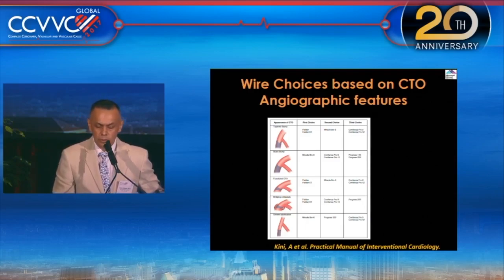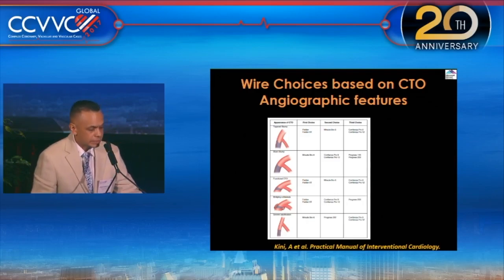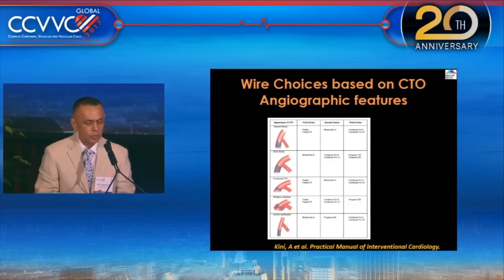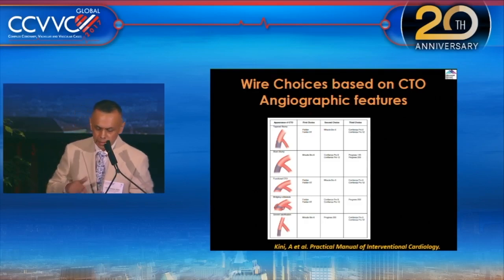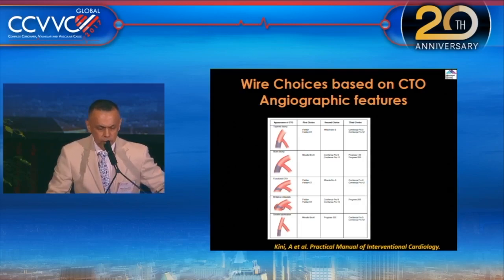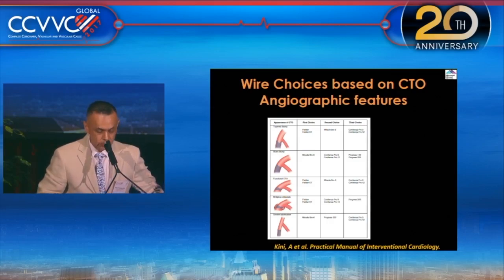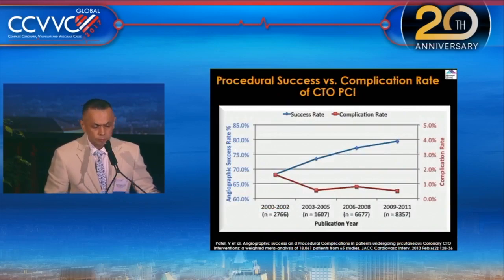The higher the number, the stiffer the wires. And how they measure the stiffness of the wire is, for example, a Confianza Pro 12 takes 12 grams of pressure to bend the tip. And that's how the stiffness of the wire is measured. So we go from 1 gram, like I believe a BMW is 1 gram, to a Stato 40, which is 40 grams of pressure to bend the tip.